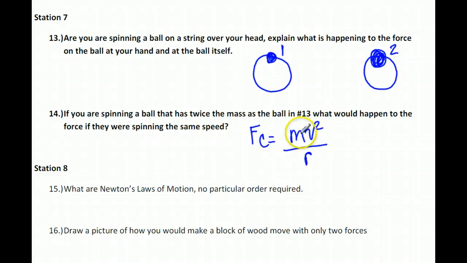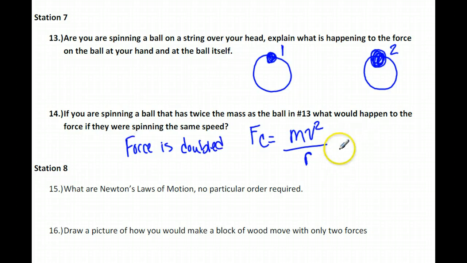Okay, so if I double the mass in this formula, it's the same as multiplying the formula times 2. So the force is doubled. I will tell you that tomorrow you will have to use this formula on the test. I'll give you the mass, I'll give you the velocity, I'll give you the radius, and you have to plug it in and solve for force. It's pretty easy.